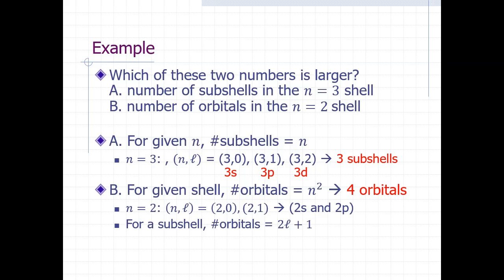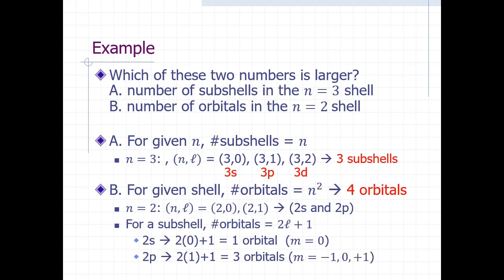For the 2s subshell, l equals 0, 2l plus 1 equals 1. There is only 1 orbital in an s subshell. The quantum number m for an s orbital is 0. For the 2p subshell, l equals 1, 2l plus 1 equals 3. There are 3 orbitals in a p subshell. The quantum numbers for these p orbitals are -1, 0, and +1.